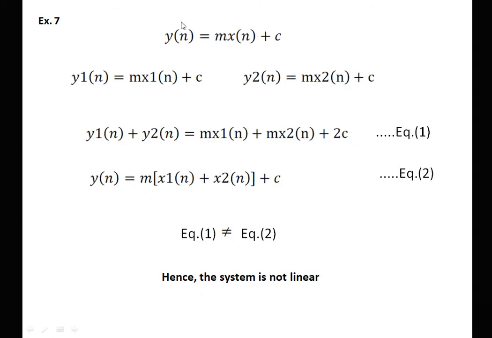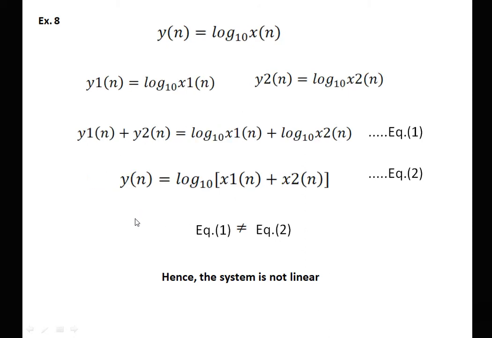Next example, y of n is equal to m of x of n plus c. After applying on the individual signal, we will get the answer m of x1[n] plus c, and here m of x2[n] plus c. Their addition, we will get m of x1[n] plus m of x2[n] plus 2c. We are getting this c and this c gets added, and we are getting the 2c. And in the second case, we replace this x by x1[n] plus x2[n]. Therefore, y of n is equal to m of x1[n] plus x2[n] plus c. We can see that equation 1 and 2 are not same. Therefore, the system is not linear.